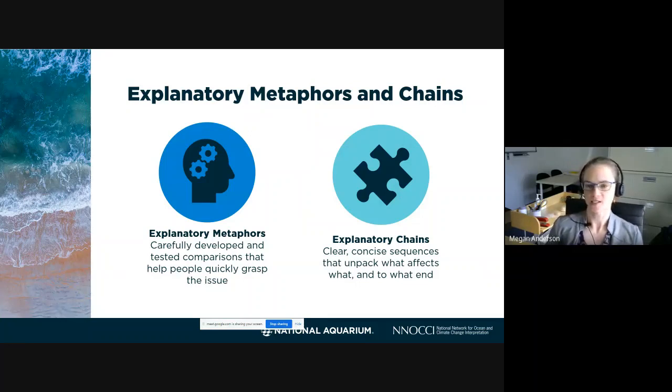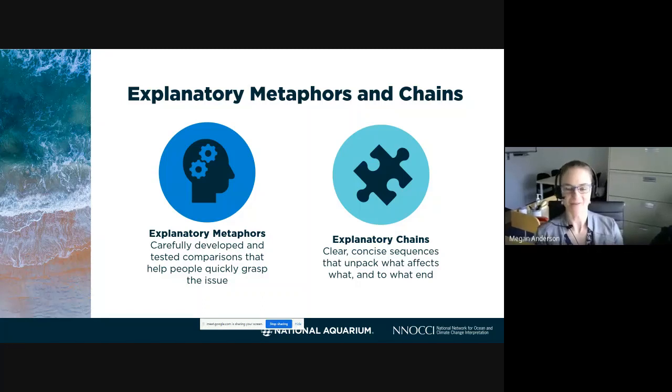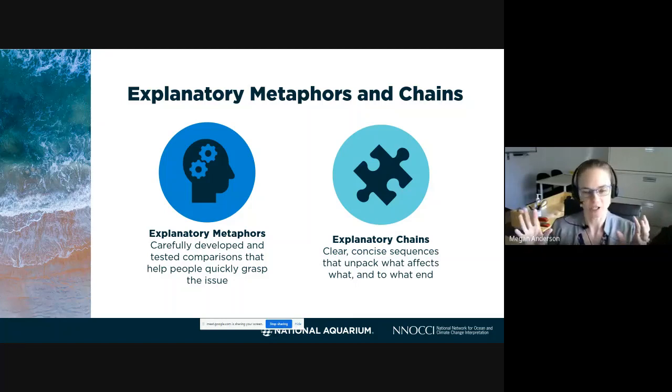Explanatory metaphors and chains. These are both just tools, useful in pretty much any conversation situation, that really help explain larger concepts in a much easier to digest way. And we all use metaphors throughout our communication to do that. Frameworks tested a bunch of metaphors and figured out which ones were the most effective at getting people to understand the basic mechanism of climate change in a way that helps them think productively around solutions. I'll show you the ones they came up with.